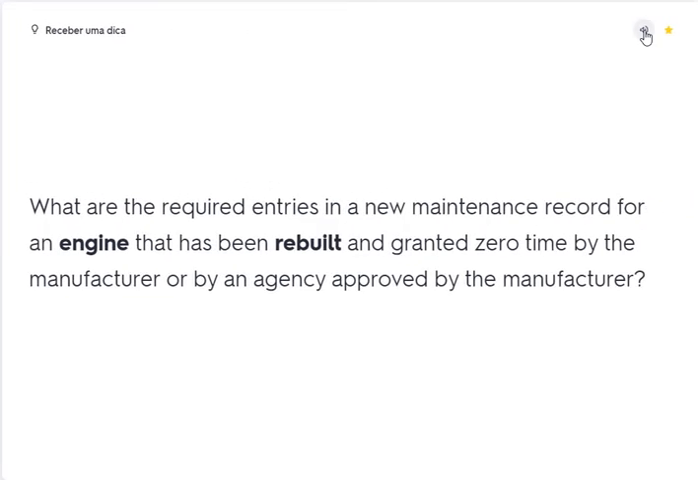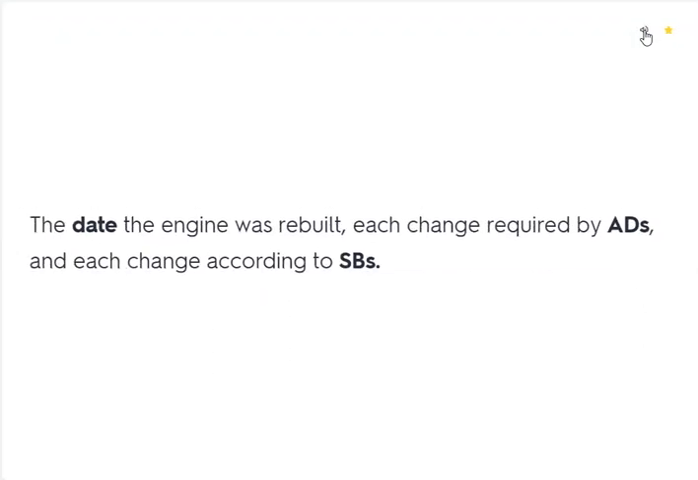What are the required entries in a new maintenance record for an engine that has been rebuilt and granted zero time by the manufacturer or by an agency approved by the manufacturer? The date the engine was rebuilt, each change required by ADs, and each change according to SPs.